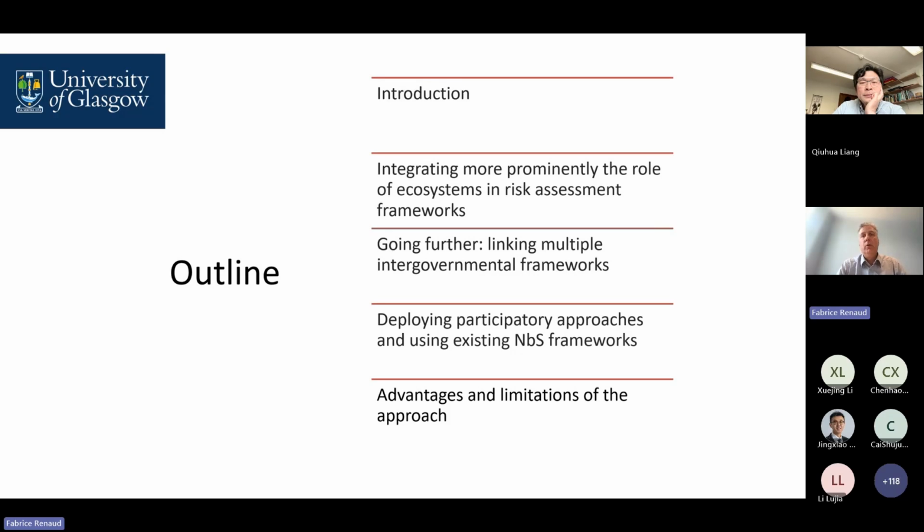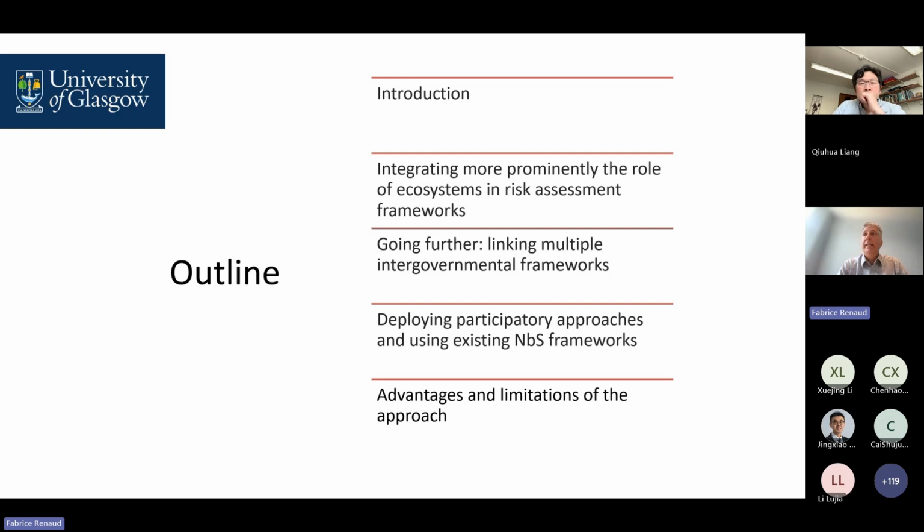And then I will go into the core of the presentation, looking at how we can integrate the indicators that are relevant for the use of nature-based solutions for risk reduction. I will then go a bit further with linking this work to other intergovernmental processes. That's, for example, the Sendai Framework for Disaster Risk Reduction or the Sustainable Development Goals. I'll then cover the importance of having participatory approaches when we want to go in these directions.